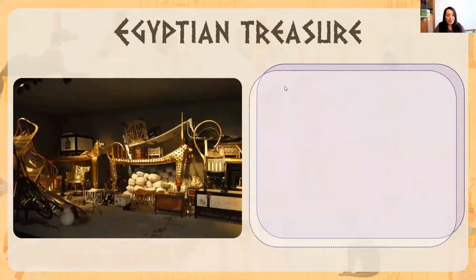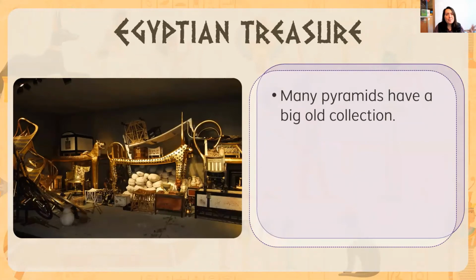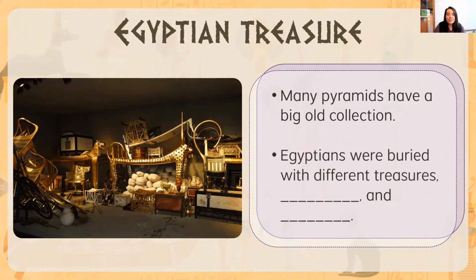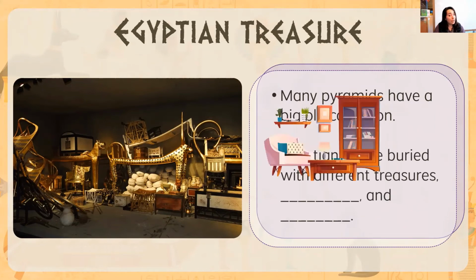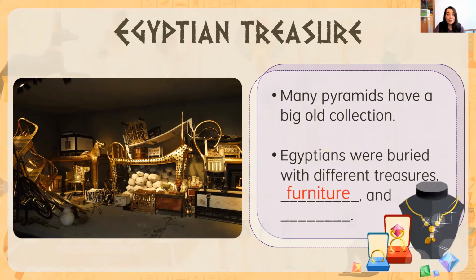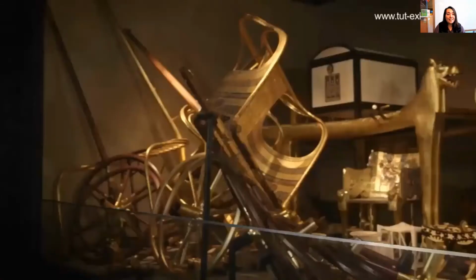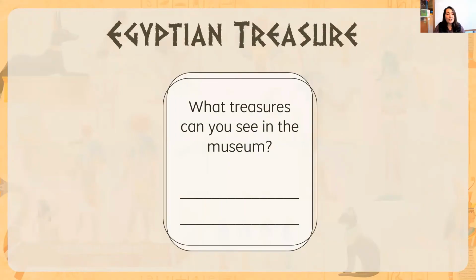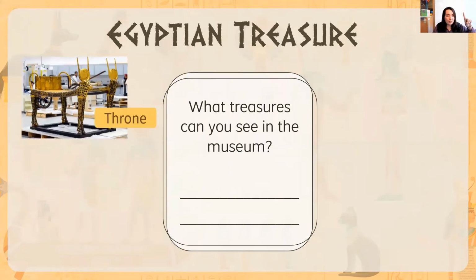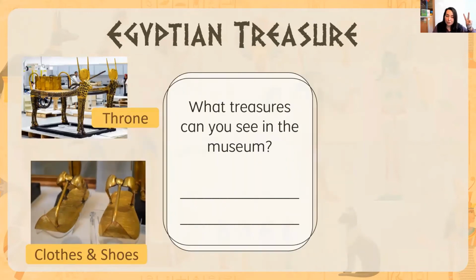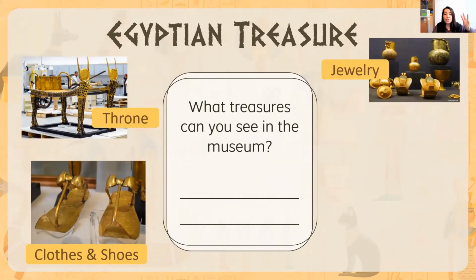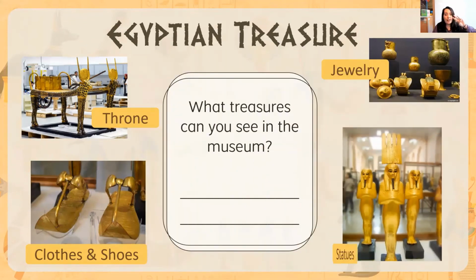So let's talk about Egyptian treasures. Many pyramids have a big collection. Egyptians were buried with different treasures, furniture, and jewelry. So what treasures can you see in the museum? So write 2 of these, choose 2. They have thrones, clothes and shoes, jewelry, and statues. So go ahead and write them down right here.